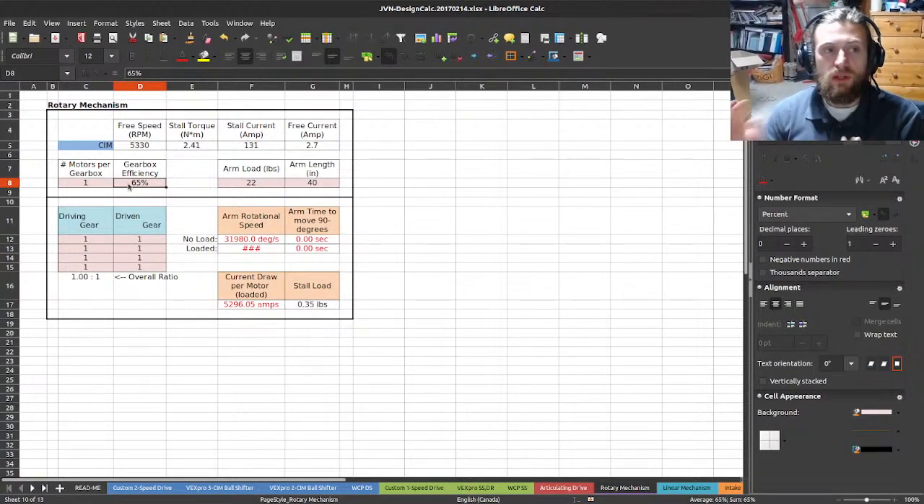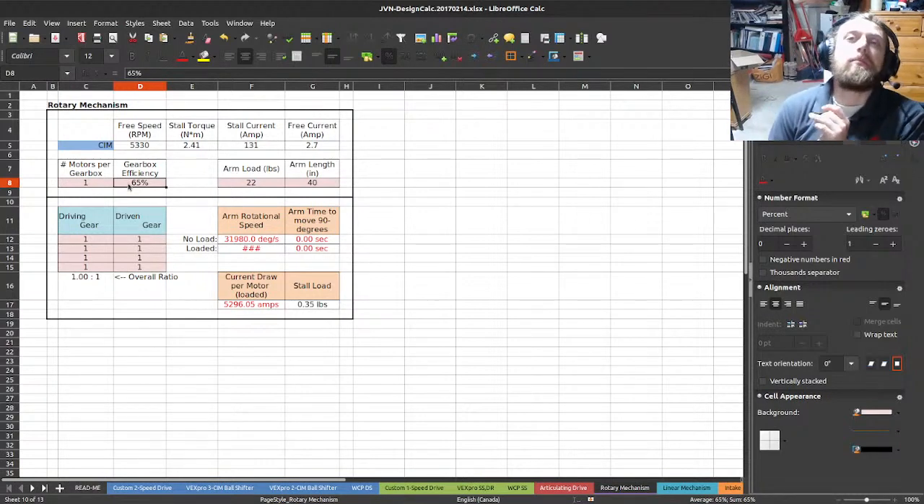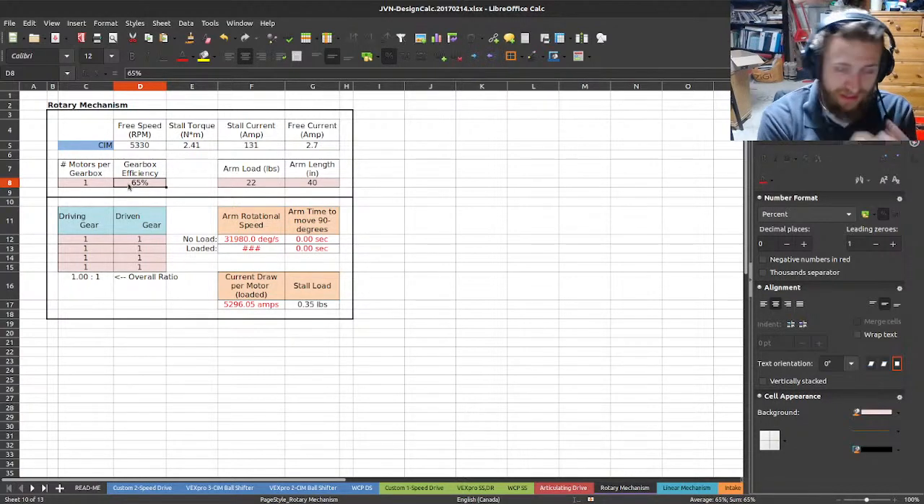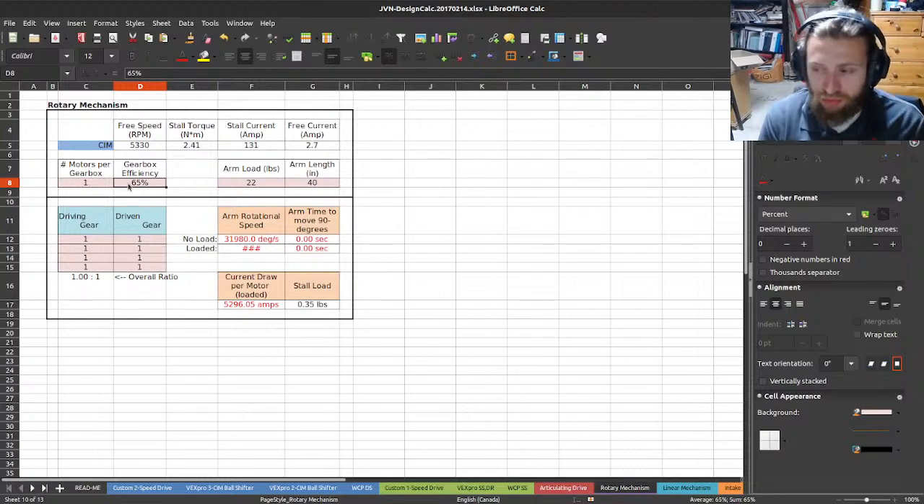So a few things here. Gearbox efficiency. Most likely the gearbox is going to be more efficient than 65%, but it could be less efficient. So really designing for 65% is fairly safe. It goes with our spirit of overestimating and keeping safety factors.